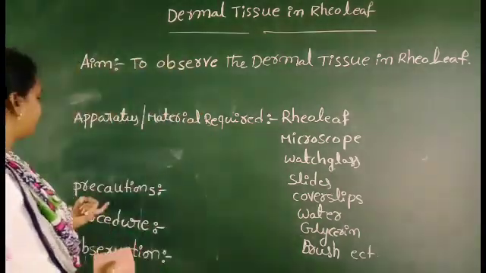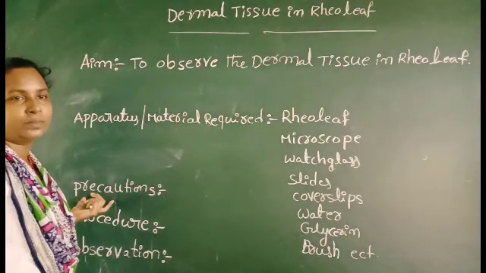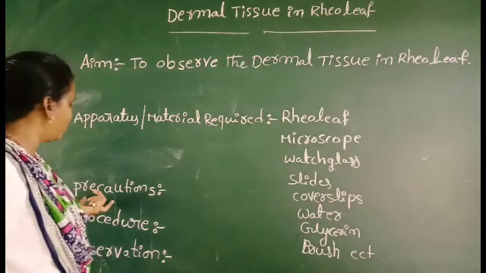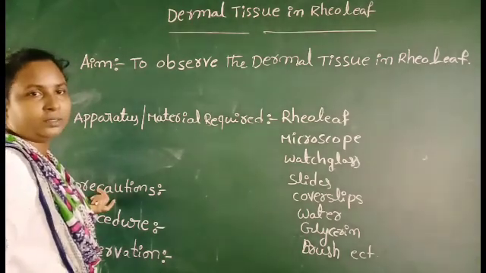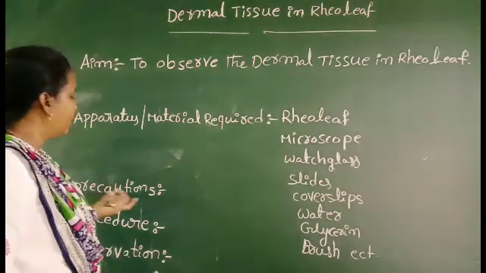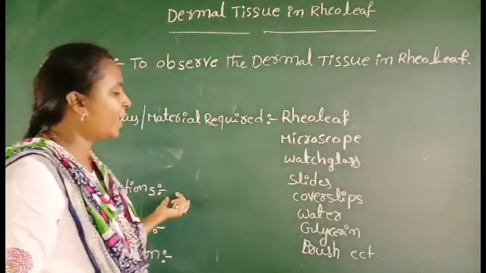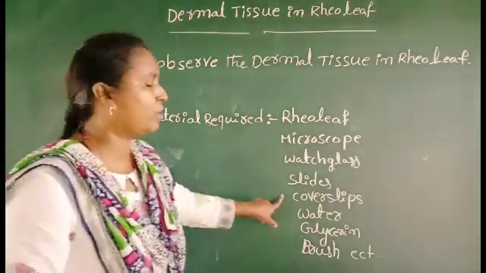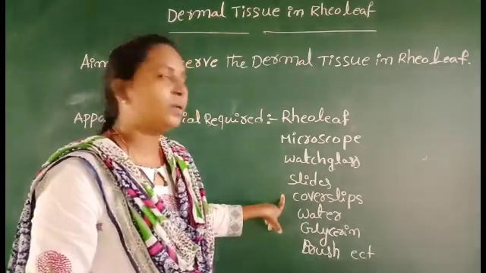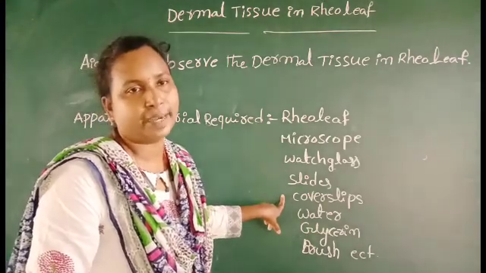Now, precautions. In the preparation of the slide, we have to take precautions so that air bubbles do not come on the slide. To avoid these air bubbles, we have to put a cover slip on the slide. Due to this cover slip, we do not get air bubbles on the slide.